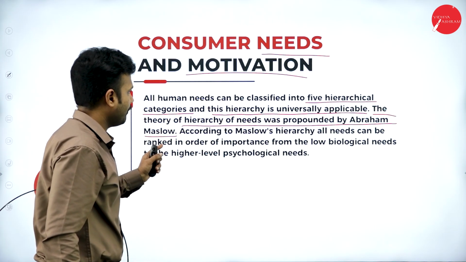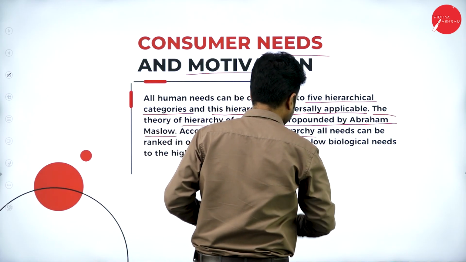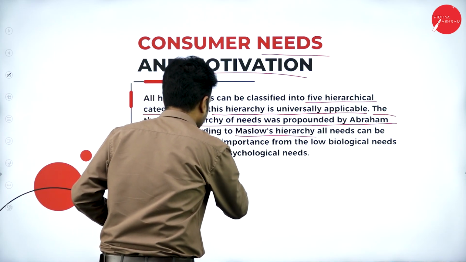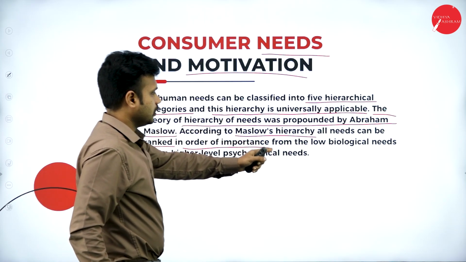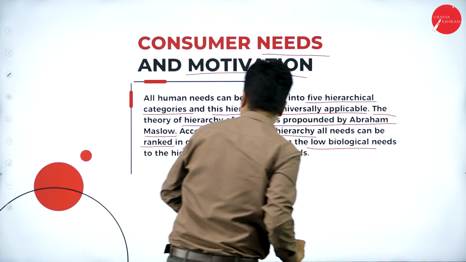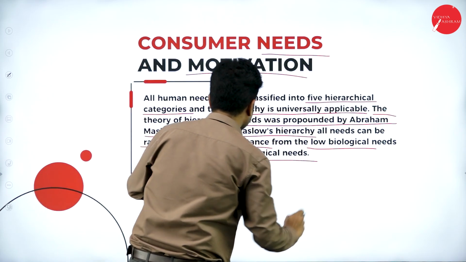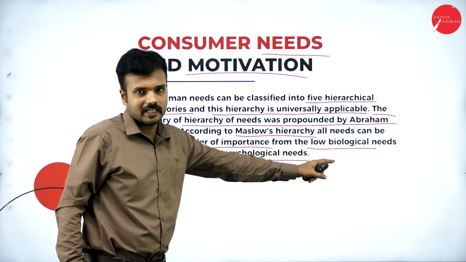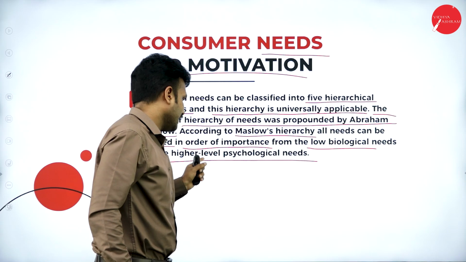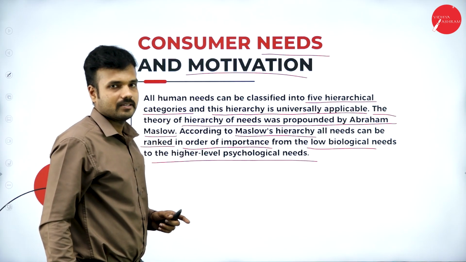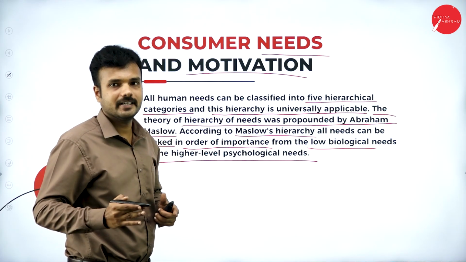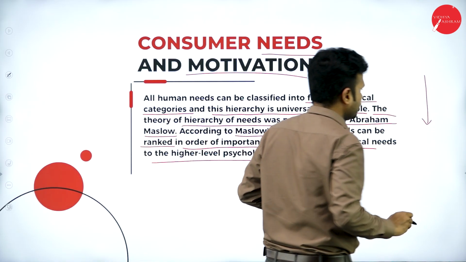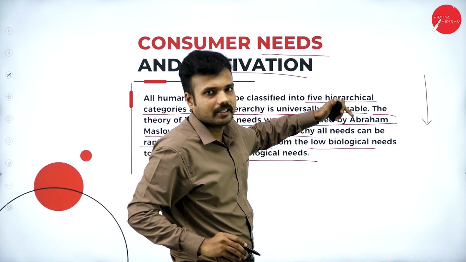According to Maslow's hierarchy, all needs can be ranked in order of importance from the lower biological needs to the higher level psychological needs. So it starts with the lower biological needs and ends with the higher psychological needs. When compared to all kinds of theories, we go from the top end to the bottom in theories, like part 1, part 2, part 3, part 4, right?